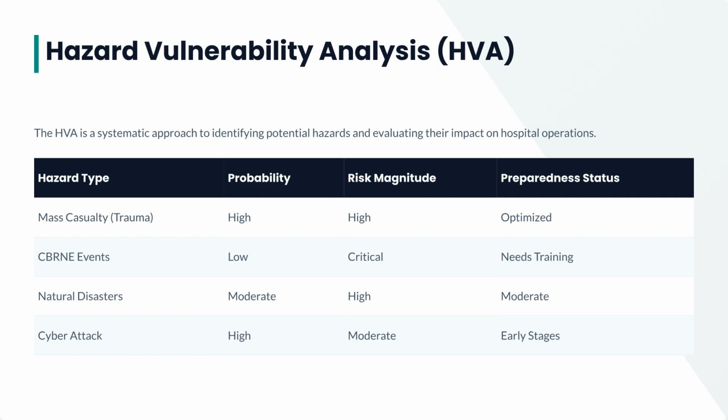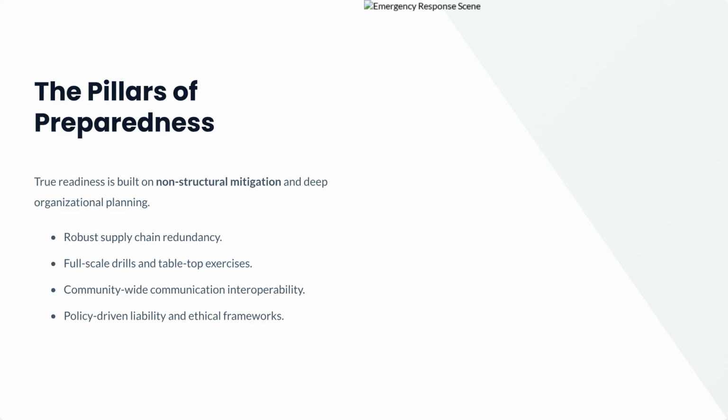The Hazard Vulnerability Analysis, or HVA, is a systematic approach to identify potential hazards. It evaluates their probability, risk magnitude, and the preparedness status for hospital operations. The pillars of preparedness involve non-structural mitigation and deep organizational planning. Key elements include robust supply chain redundancy, full-scale drills, community-wide communication, and policy-driven ethical frameworks.